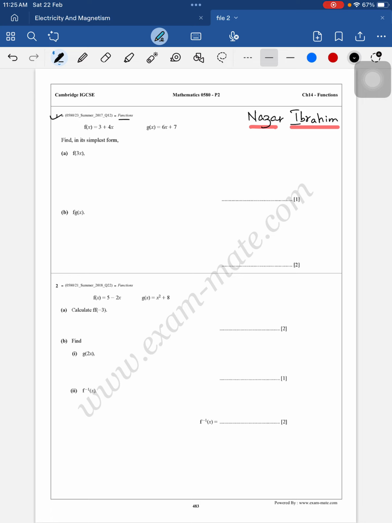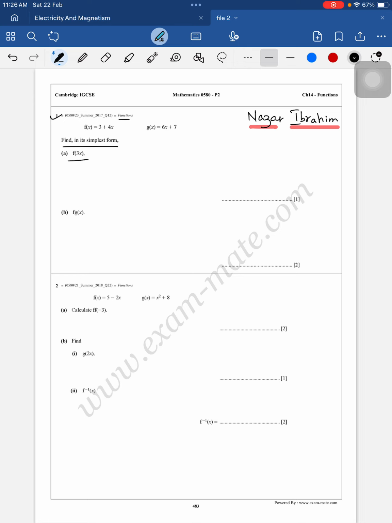So first question, that is functions. The function given to you is f(x) = 3 + 4x, and g(x) = 6x + 7. You are given two functions, one f and one g. Find in its simplest form f(3x).